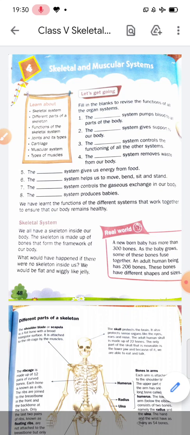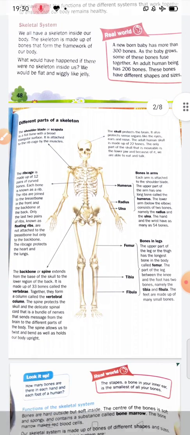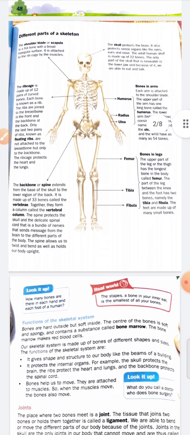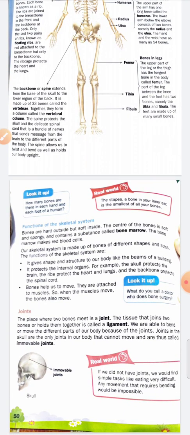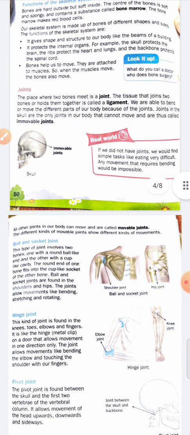Students, in the previous lecture we discussed different parts of a skeleton and the functions of a skeleton. Now in this video we will discuss joints. What is a joint, students? The place where two bones meet is called a joint.